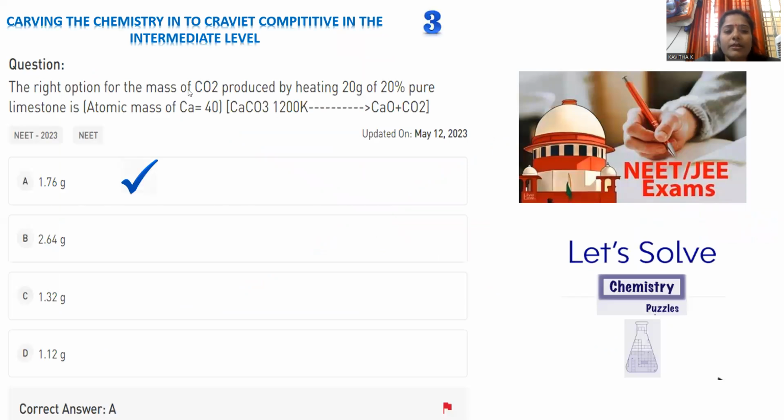The question asks for the mass of carbon dioxide produced by heating 20 grams of 20% pure limestone, where the atomic mass of calcium is given as 40. Calcium carbonate upon decomposition at 1200 Kelvin gives calcium oxide and carbon dioxide. How much carbon dioxide will be generated? The mass of carbon dioxide will be 1.76 grams. This will be the correct answer. Let's see how to solve this problem.